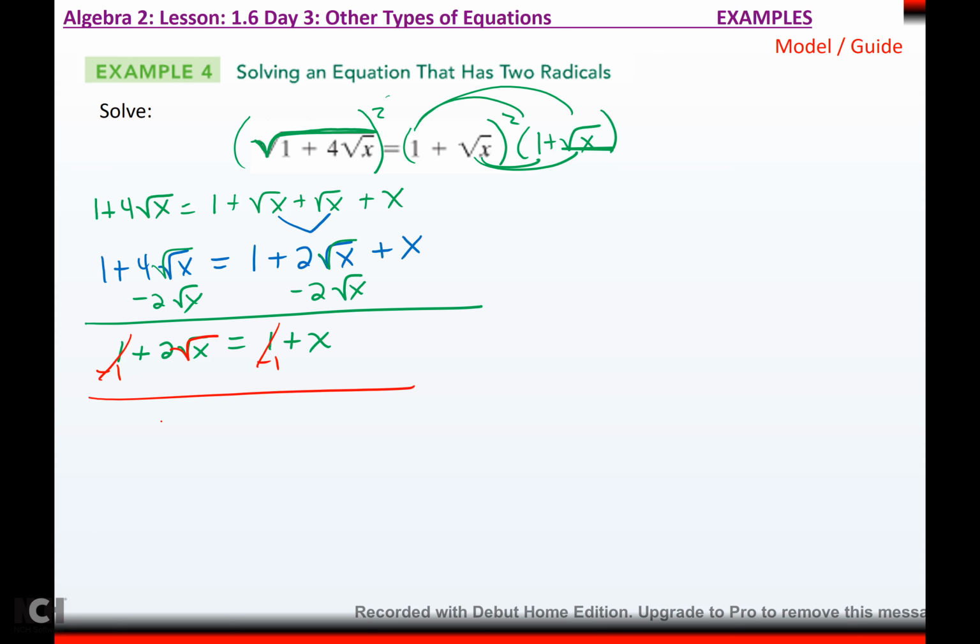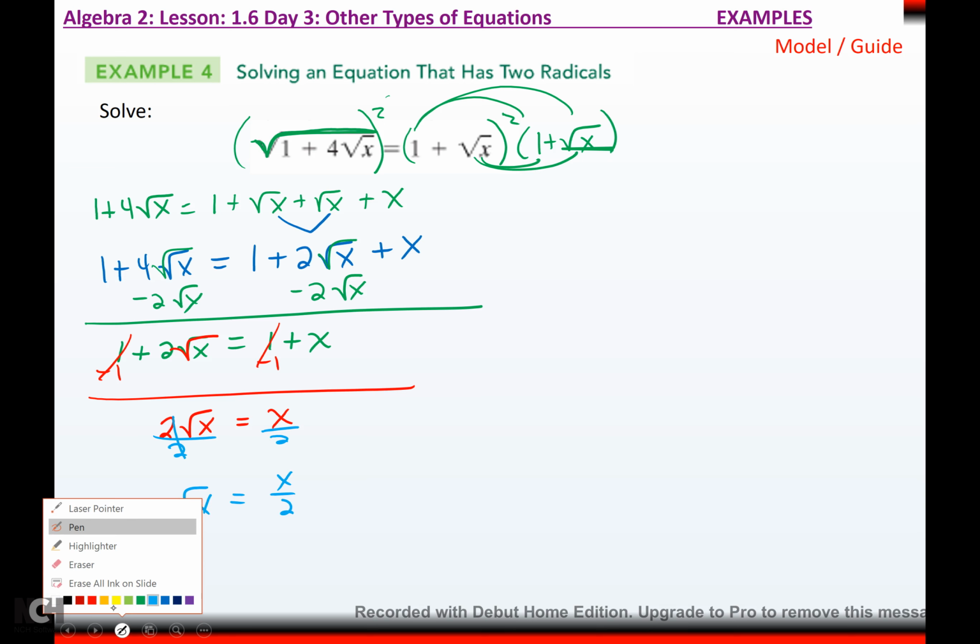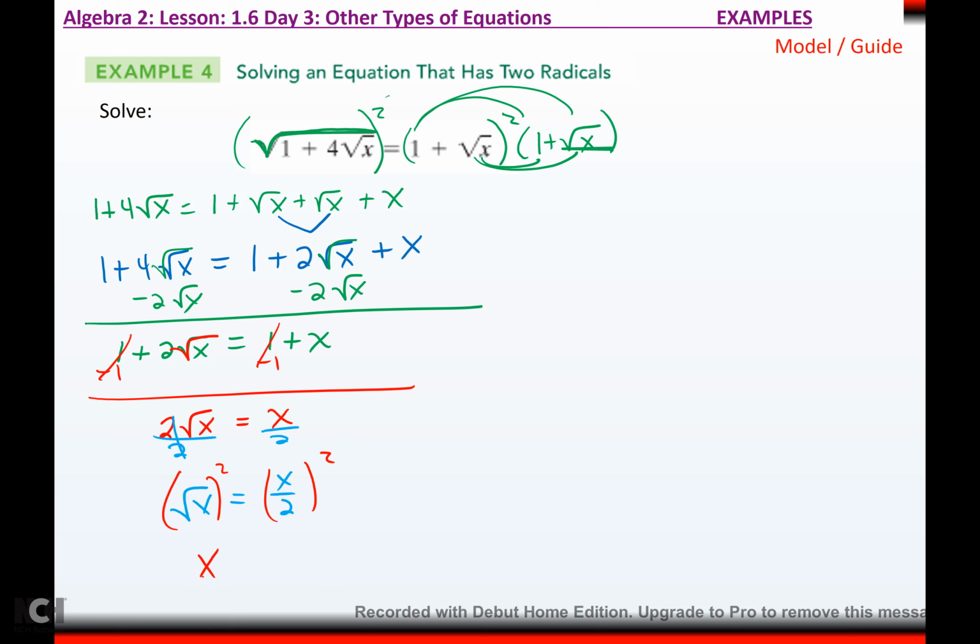Works out good for me. That's 2 square roots of x equals x. Okay, divide by 2. And I get the square root of x equals x over 2. Now I can kill it. So I'm going to square both sides, and I get x equals x squared over 4. So now, I'll copy that over.